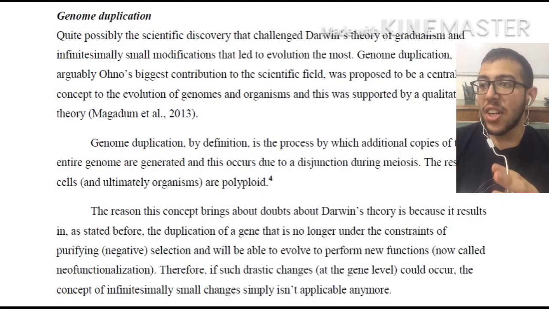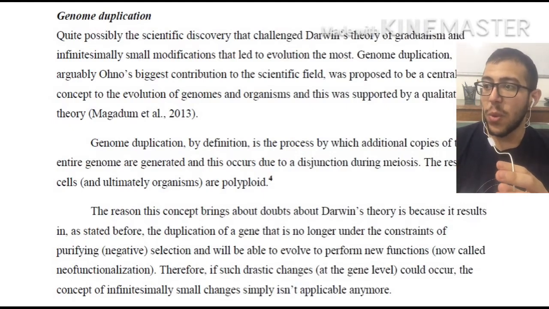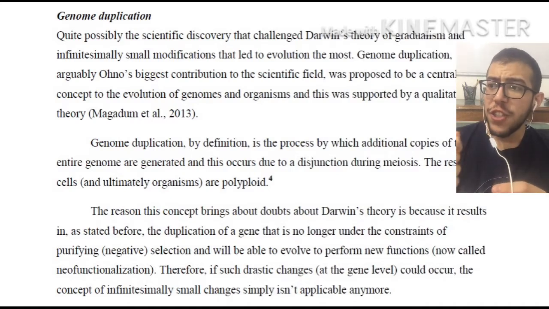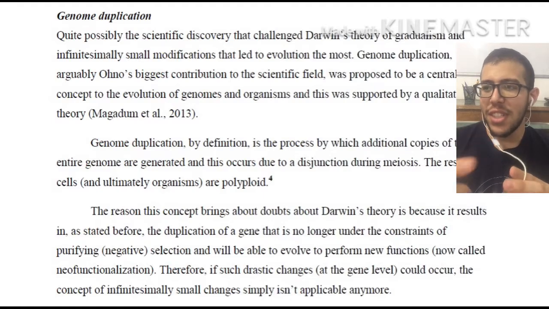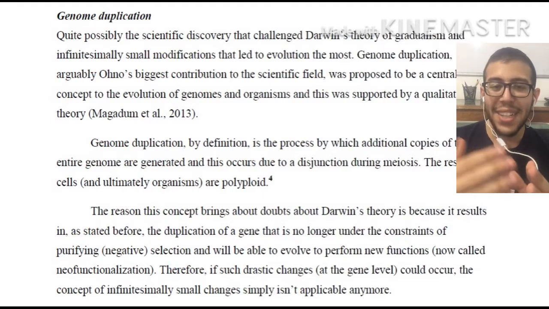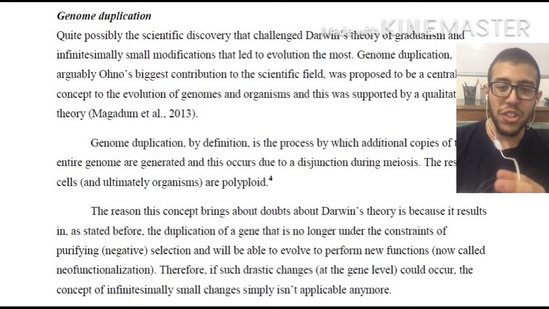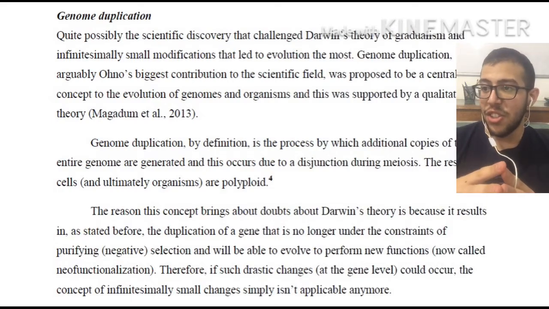Now, the reason this concept brings about doubts about Darwin's theory is because it results in, as stated before, the duplication of a gene that is no longer under the constraints of purifying or negative selection, and will be able to evolve to perform new functions. Now this is called neo-functionalization.